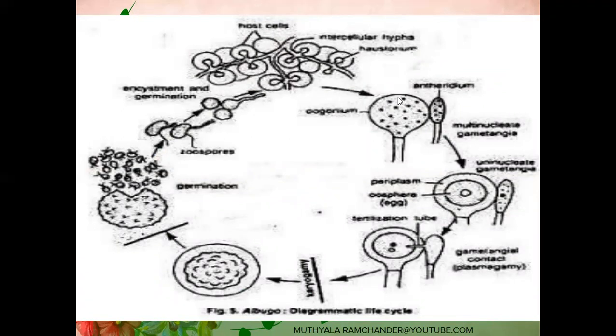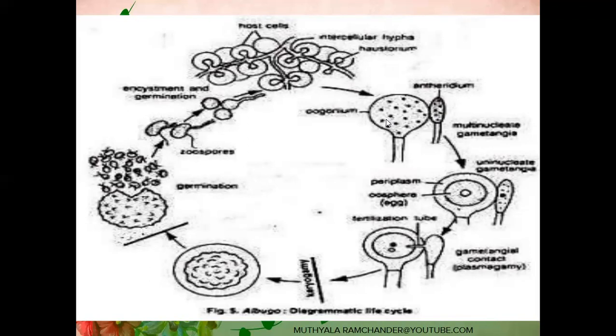One is large in size and club shaped, called the oogonium. It is the female reproductive organ. In this oogonium, more diploid nuclei are present. On the lateral side of this oogonium, the male reproductive organ is developed. The male reproductive organ is called the antheridium. The antheridium is also a club-shaped structure, but small in size. It contains many diploid nuclei.